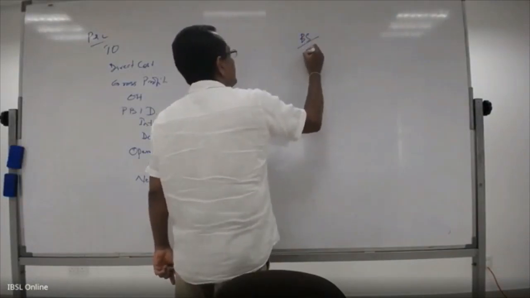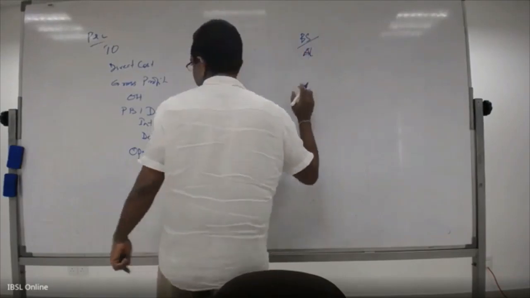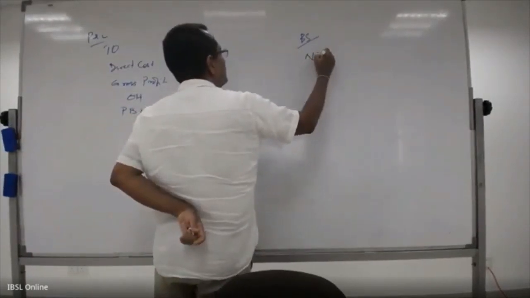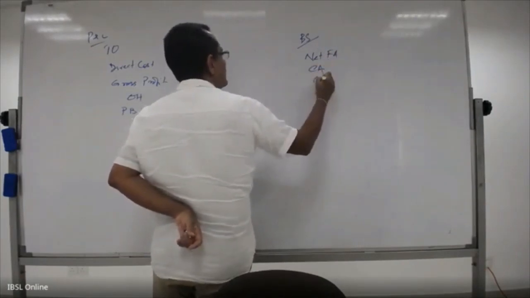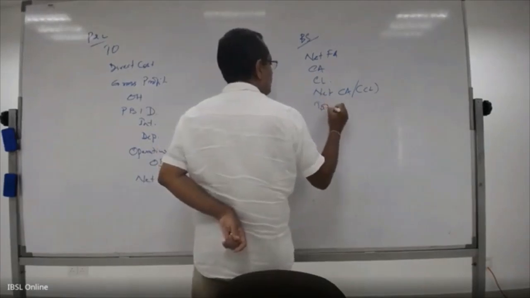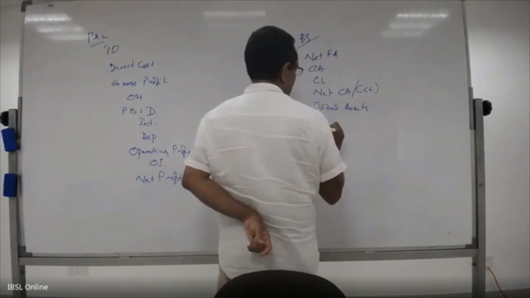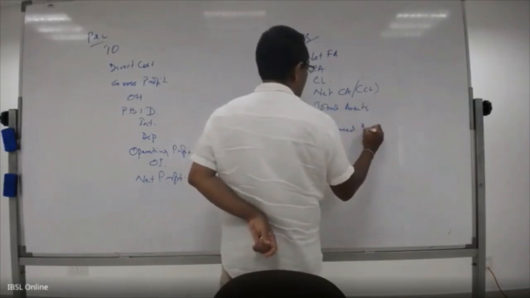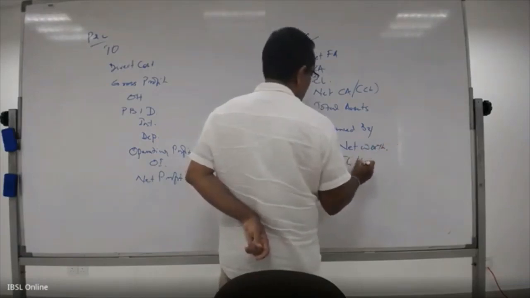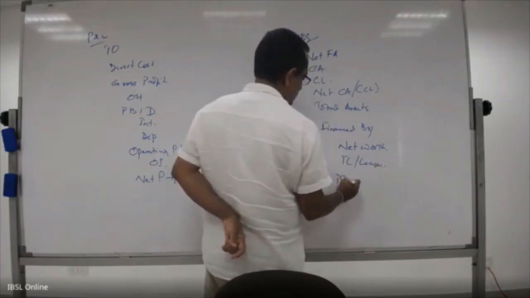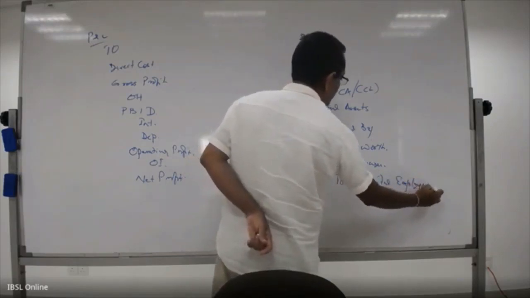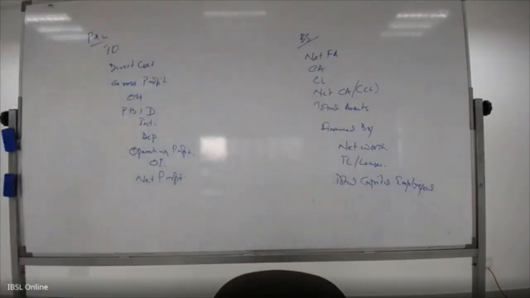Then you have the balance sheet. I start with net fixed assets, current assets, current liabilities, net current assets, total assets, financed by net worth, and term loans and leases, total capital employed. So these are the two statements we use.